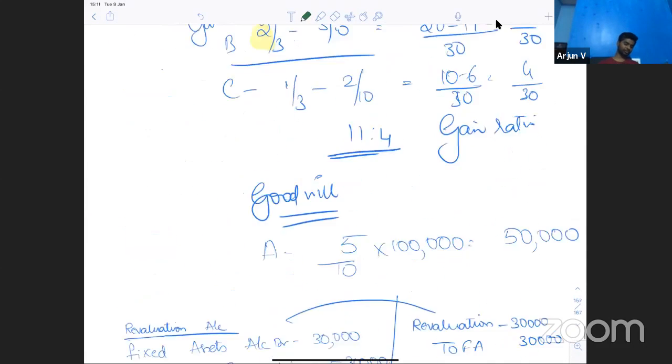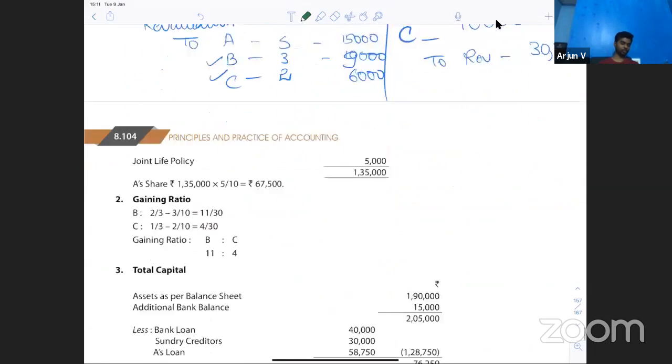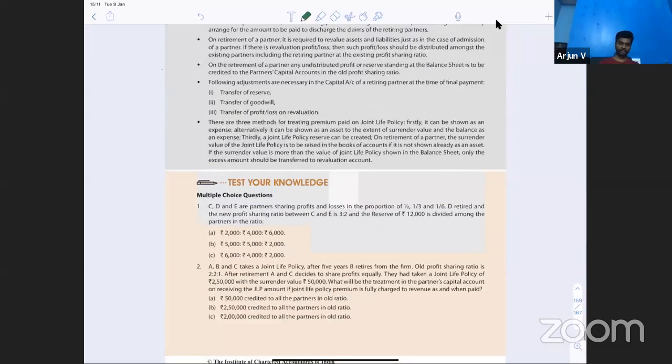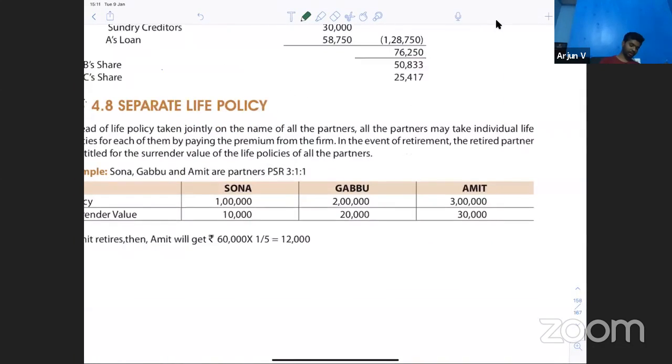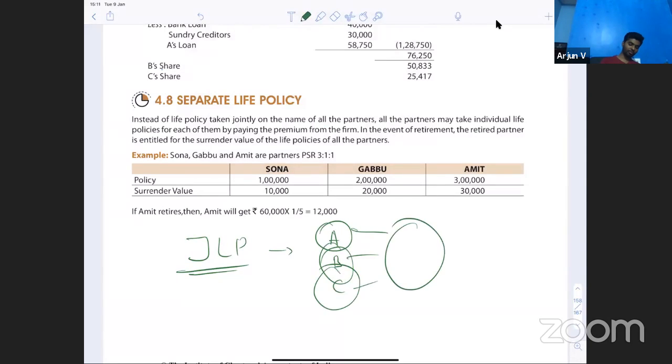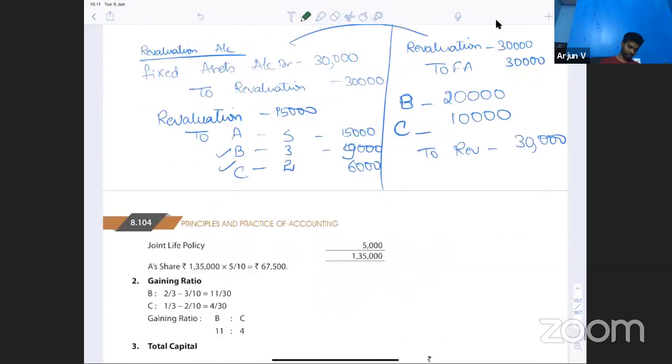Right? The balance part of the question, you do it. I'll send you the solution. The last topic for the day. Guys, we learned, see here, we learned about JLP. JLP means what? A, B, C, all the three partners, the firm is taking one policy covering each of them. Okay, sorry.